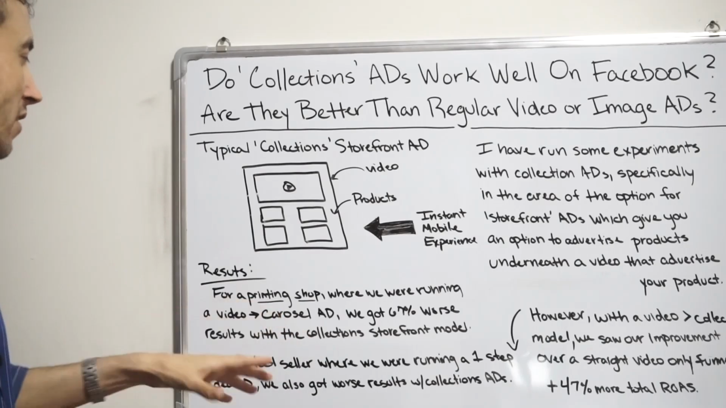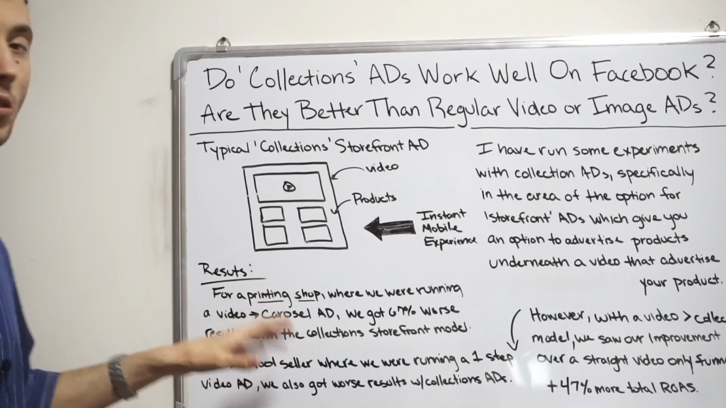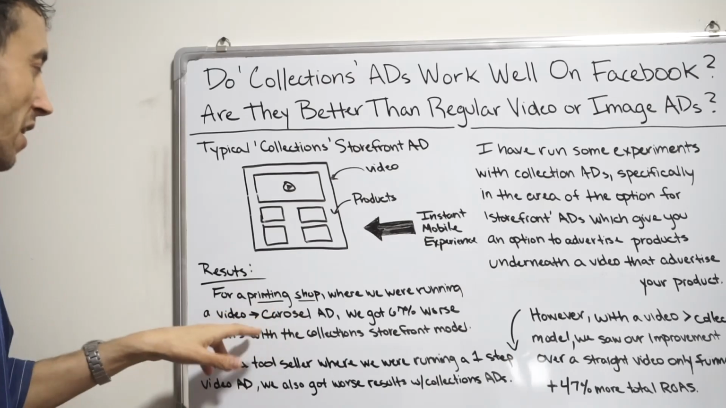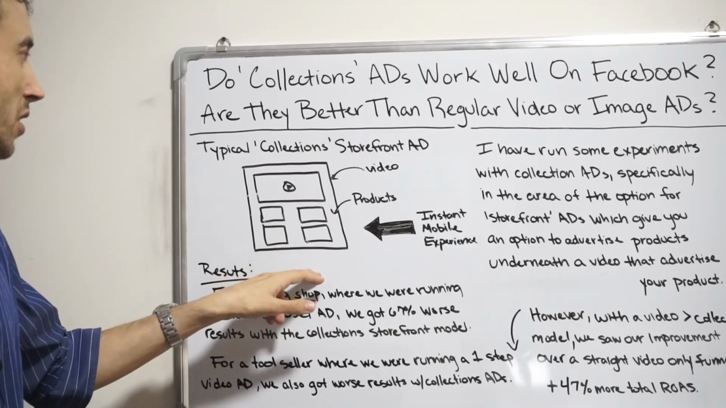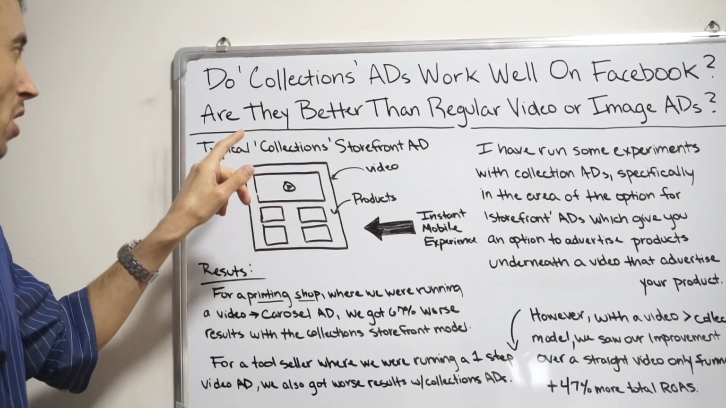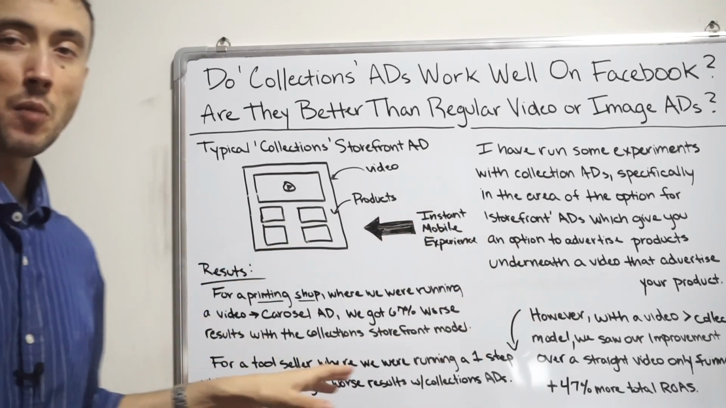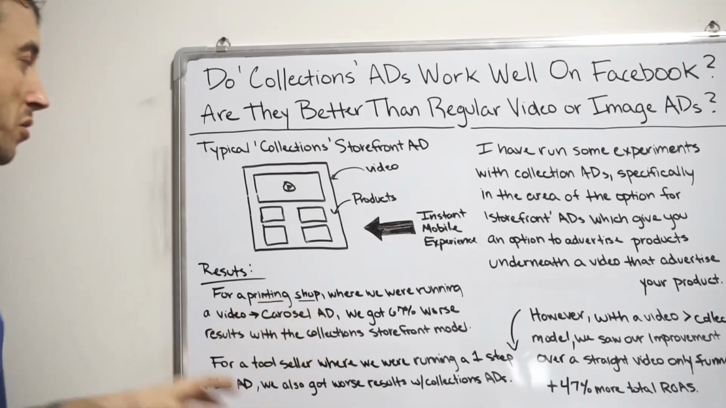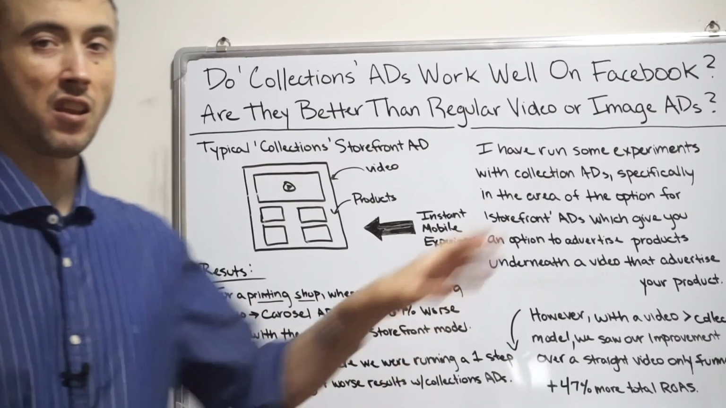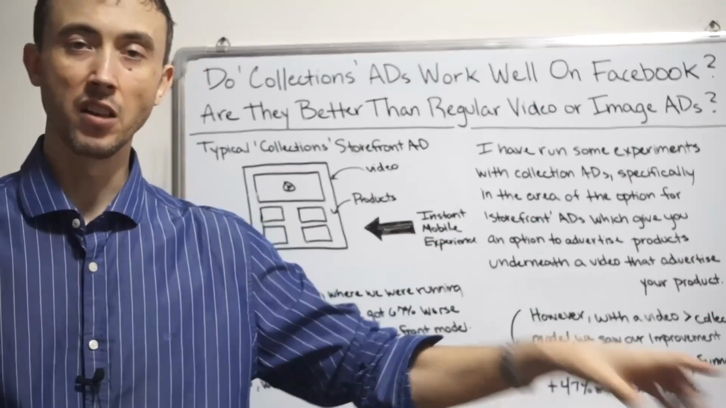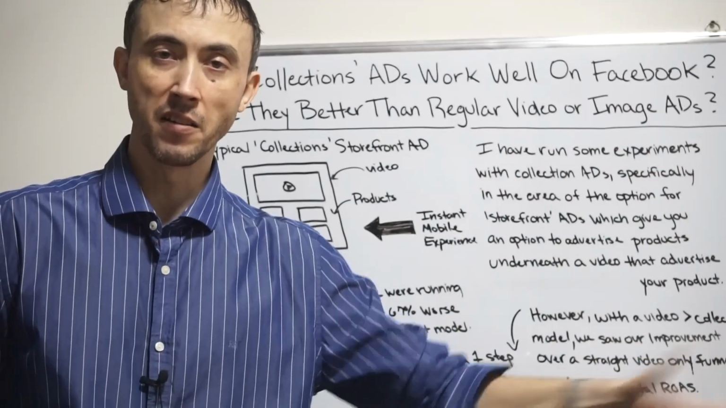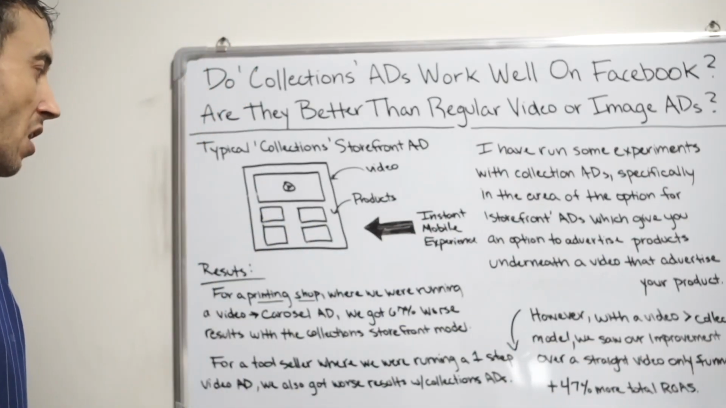So with that said, if you have a two-step sales sequence already, going to a one-step sales sequence to do a collections ad probably isn't going to work. If you have a one-step video sales sequence, going to a two-step sales sequence where you're doing a video ad and then a collections ad after it probably will improve your ROI. Okay?